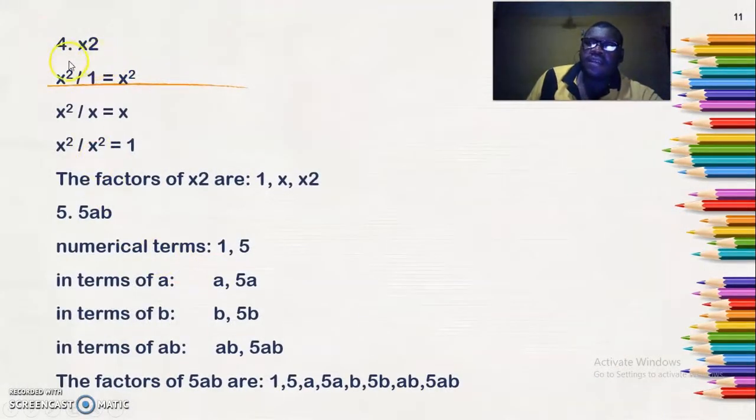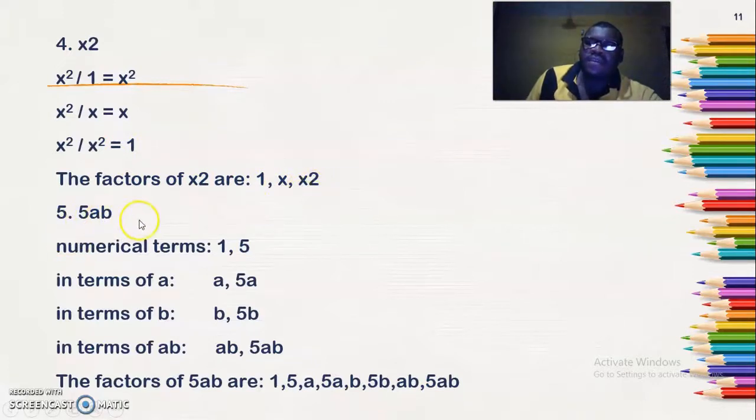Factors of x squared. x squared divided by 1 is equal to x squared. x squared divided by x is equal to x. And x squared divided by x squared is equal to 1. Therefore, the factors of x squared are 1, x, and x squared.